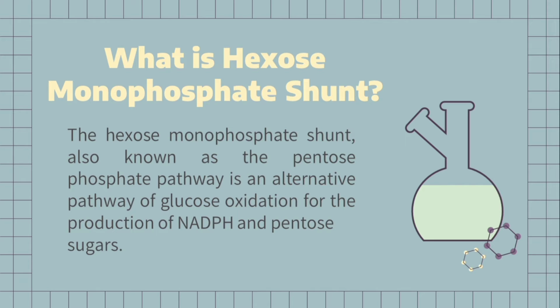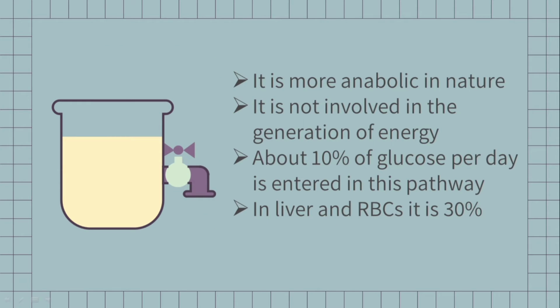It has also many other names, like the pentose phosphate pathway, Dickens-Horecker pathway, phosphogluconate pathway, or simply the shunt pathway. It is more anabolic in nature. Anabolic is a metabolic process in which it transforms simple substances into complex molecules, meaning it requires energy to grow and build. And it is not involved in the generation of energy because in this pathway, no ATP is consumed or produced directly, unlike the glycolysis that produces energy in the form of ATP.